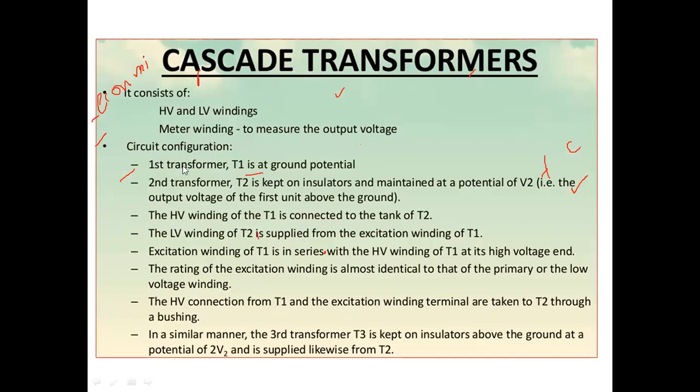Circuit configuration: the first transformer T1 is at ground potential, and the second transformer T2 is kept on an insulator. I have already told you that we have to maintain the voltage we got on the secondary side of T1. For this purpose we keep it on the insulator and maintain a potential of V2, the output voltage of the first unit, above the ground. The high voltage winding of T1 is connected to the tank of T2, and the low voltage winding of T2 is supplied from the excitation winding of T1.